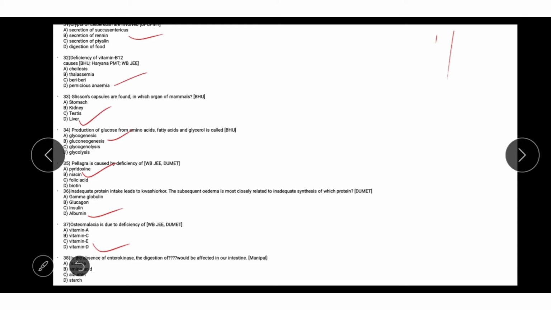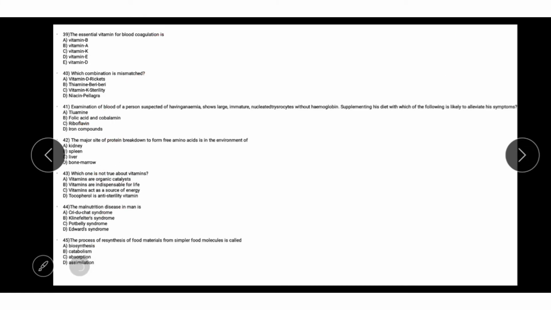In absence of enterokinase, the digestion of what would be affected in our intestine? The answer is C option, proteins. The essential vitamin for blood coagulation is an easy one. Everybody of us knows. Vitamin K.